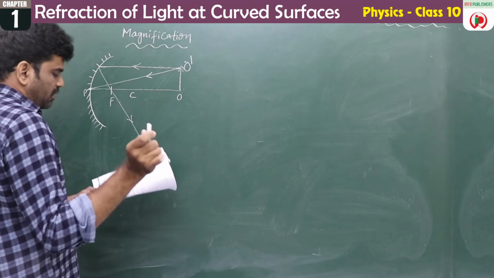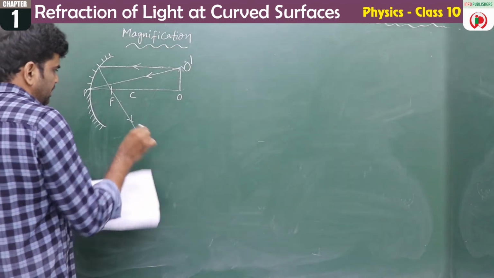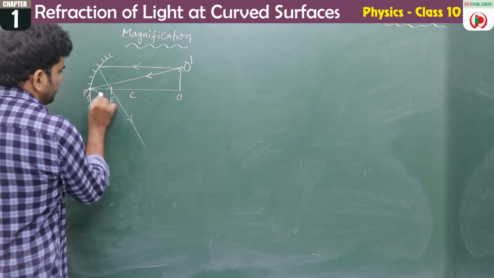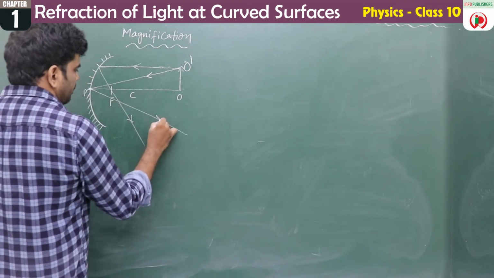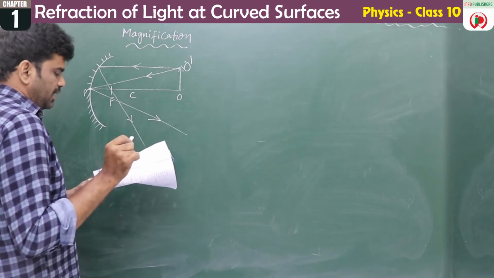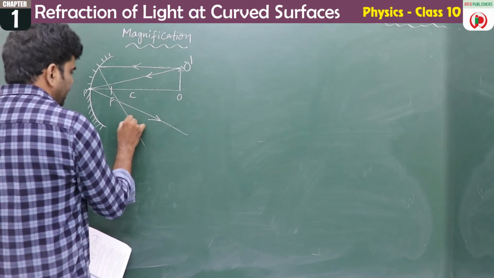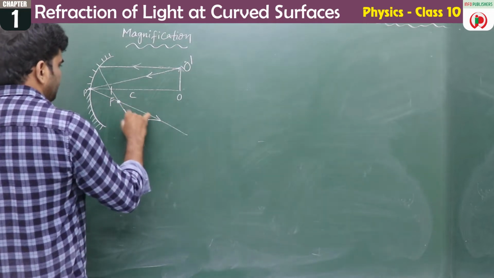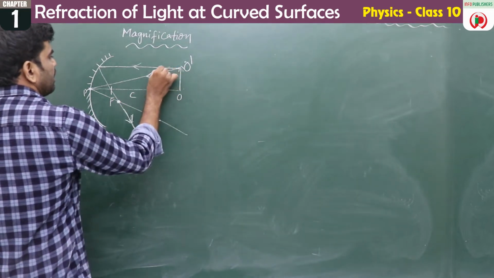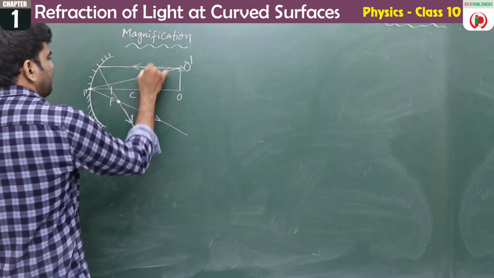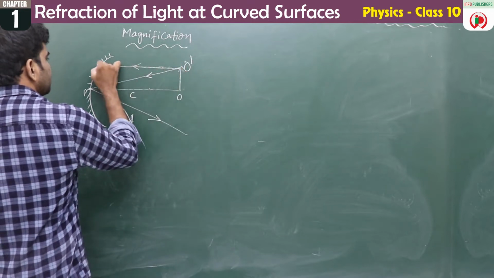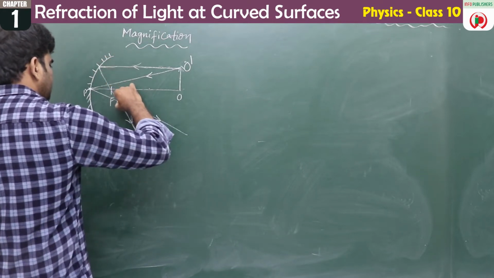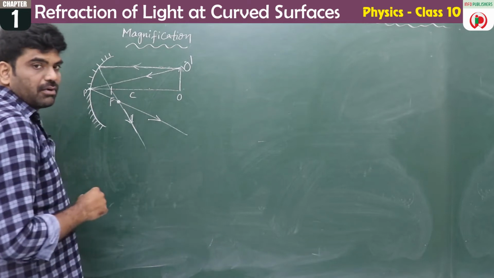So what is this ray according to the angle of reflection? One ray is this one, and this ray will go like this. These two rays will meet here. The first ray is according to the first rule: a ray parallel to the principal axis, incident on the reflecting surface, passes through the focus.